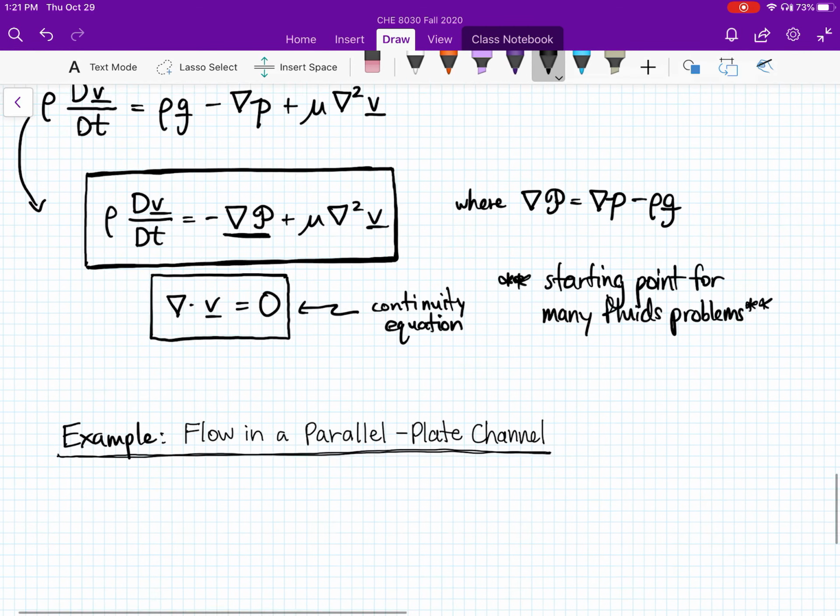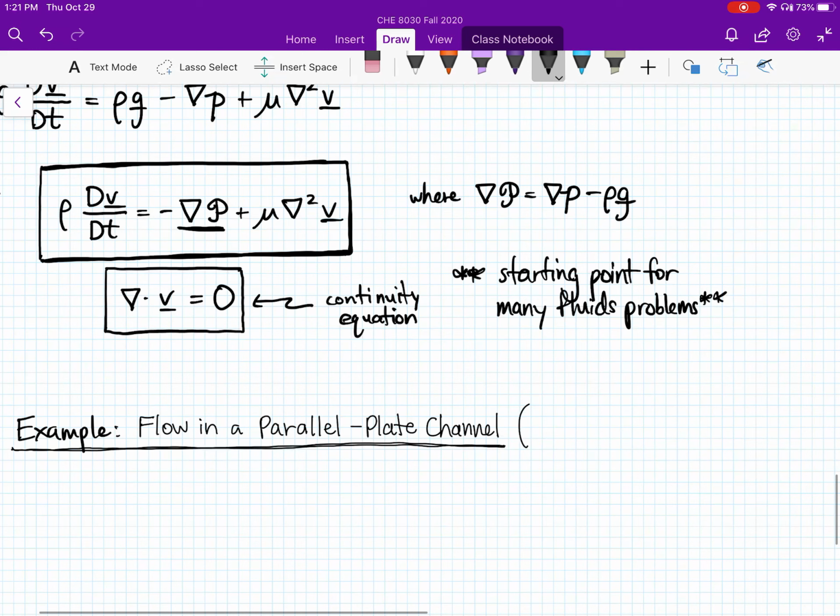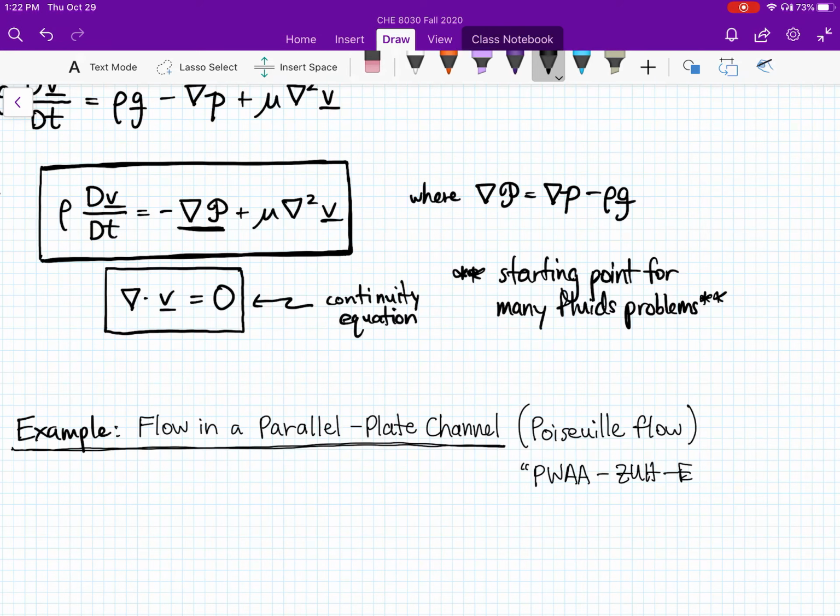This is referred to as Quasi Flow. Hopefully I didn't butcher that French name too bad. What I'm trying to pronounce is Quasi Flow.